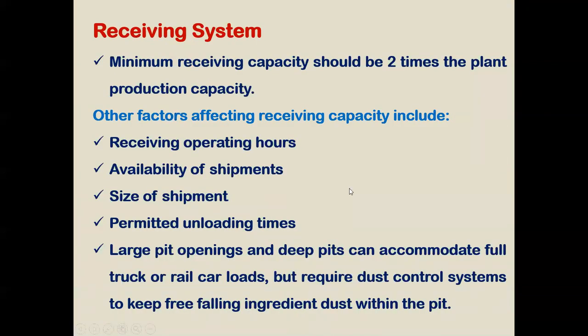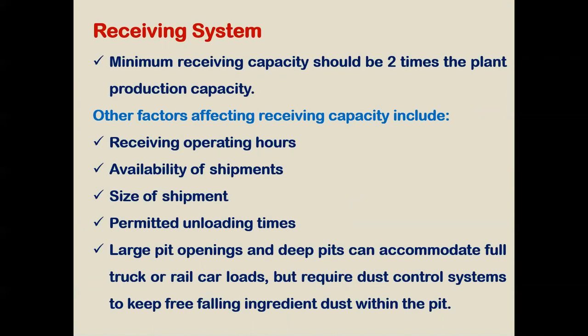So now coming to the receiving system of product and raw material. The minimum receiving capacity should be 2 times the plant production capacity. This is very much important. The minimum receiving capacity should be 2 times the plant production capacity.